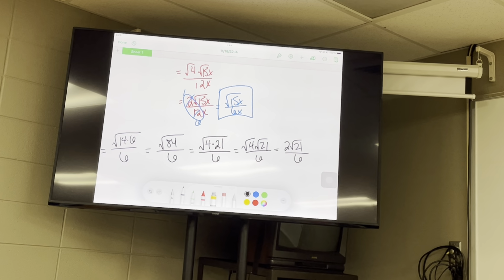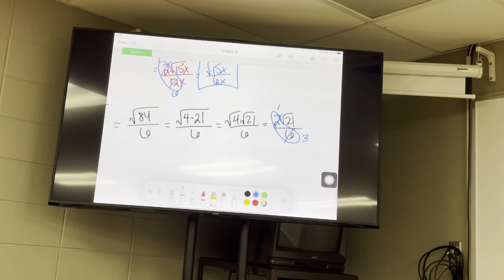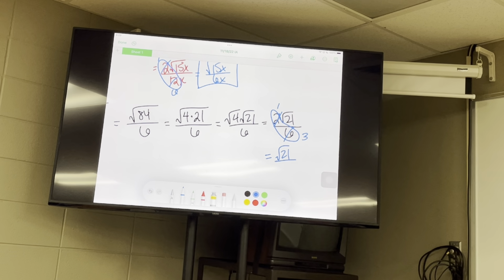What can simplify here? The 2 and the 6, because both of those are outside of the radical. So we're looking at the 2 and the 6 here. What goes into both 2 and 6? 2. So 2 goes into 2 once, 2 goes into 6 3 times. So we end up with the square root of 21 over 3.